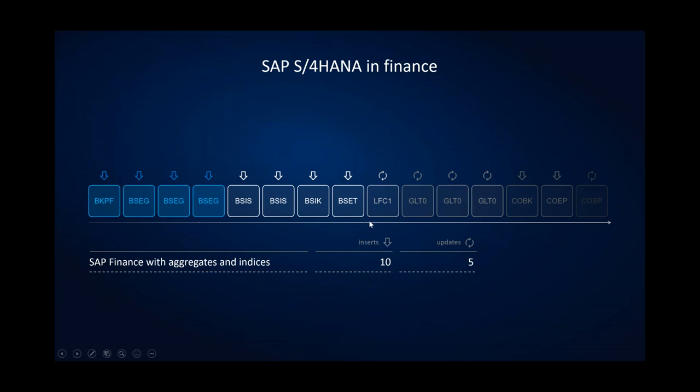There are, look at here, 10 inserts and 5 updates. So when you post a typical financial transaction, you have 5 inserts and 3 updates to the database tables. That's what's going on behind the scenes. When you post a document, you don't observe what's going on, right? When you post a financial document, you don't pay attention to what is going on. But that's what actually happens: 10 inserts and 5 updates.